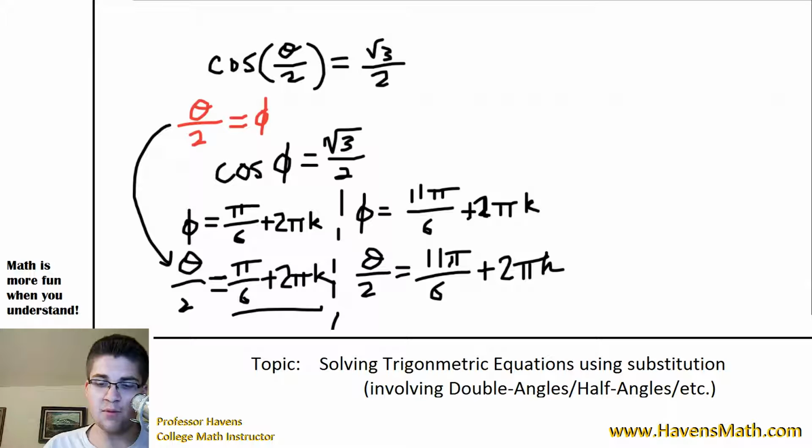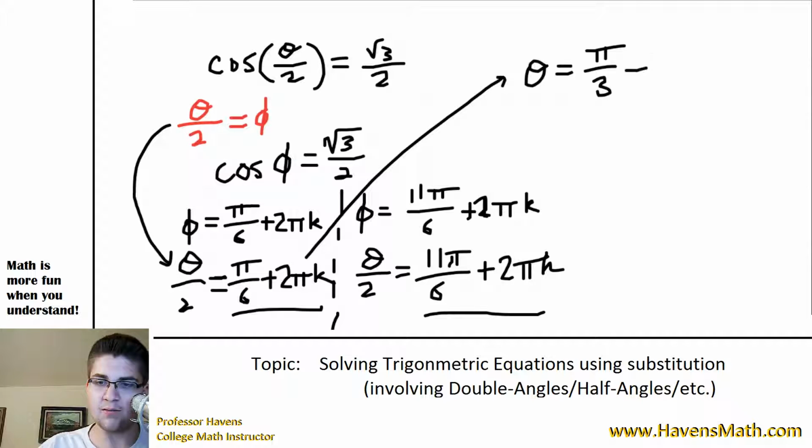And then if we multiplied this one by 2, we would get 11 times 2 is 22 over 6, which would reduce down to 11 over 3. And then we could also multiply the 2 pi k by 2, which would be 4 pi k. So just to write out what I just said, we multiply that one by 2. We would get theta is equal to pi over 3 plus 4 pi k.